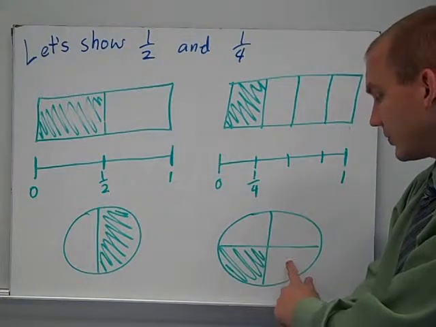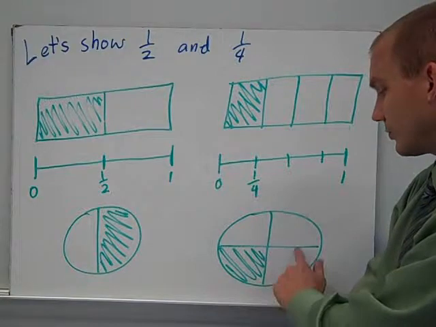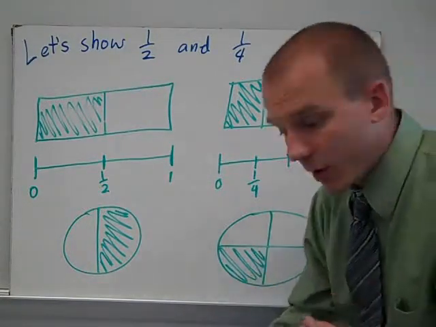And finally, I also have this circle here. One of them is shaded, and there are 1, 2, 3, 4 equal parts, so that b becomes 4. One of them is 1/4.